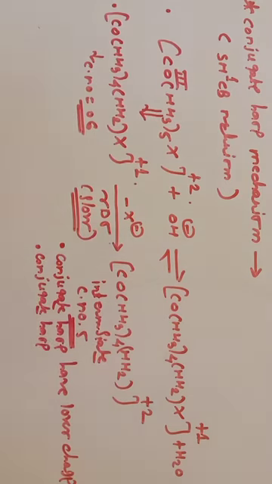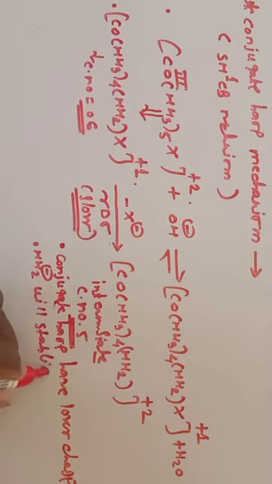Okay, or we can consider this NH2 minus, that is your conjugate base. NH2 minus will stabilize the intermediate. So these are the two reasons why there is a dissociation of this chloride or X minus ligand from this conjugate base, which is formed after protonation.